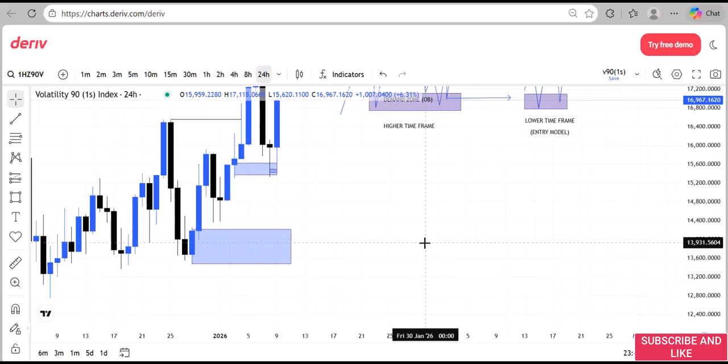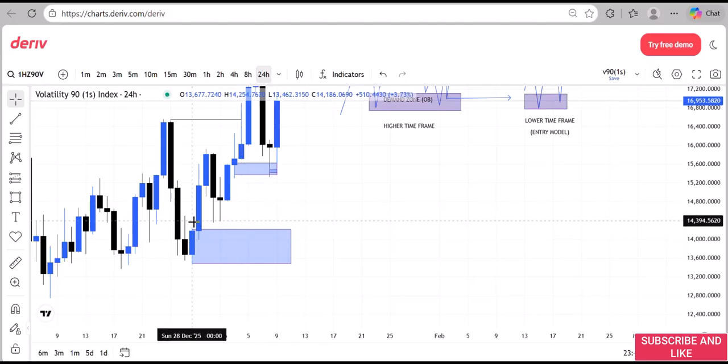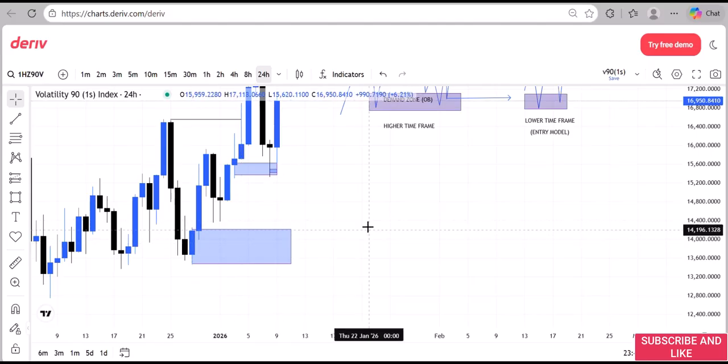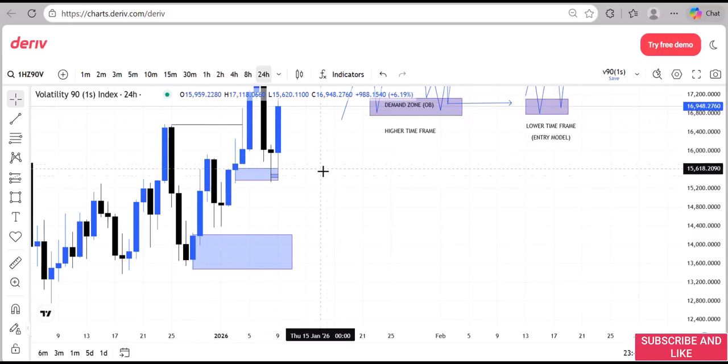Very, very important. One of the things that will make your zone valid is that there's going to be a fair value gap. Whenever you see a fair value gap, meaning price was not traded efficiently, it means that in the future we are expecting price to come in and fill that void before it goes further.